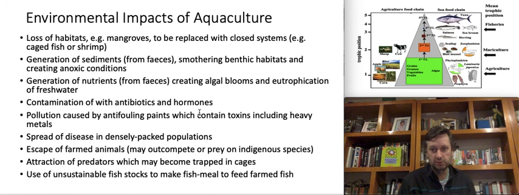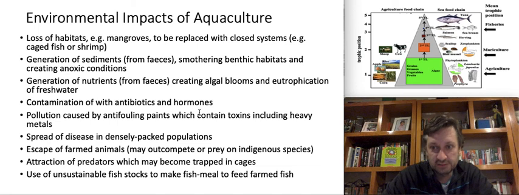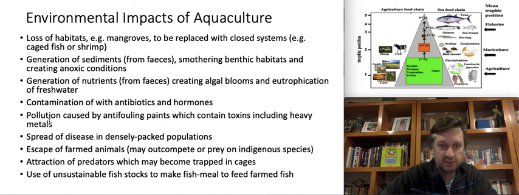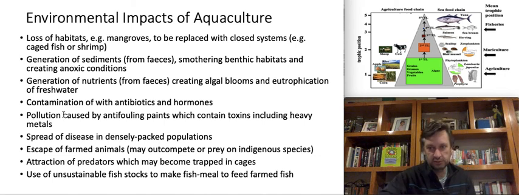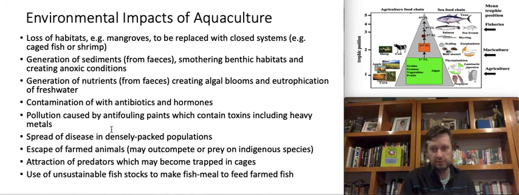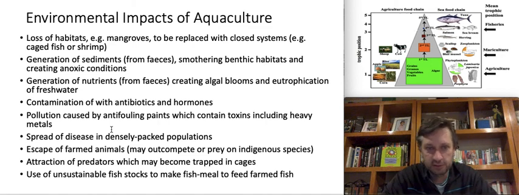Hormones are used to encourage muscle growth in fish, especially to try and get more meat for each fish that you produce. In order to stop fouling, things like barnacles or other pests starting to grow on pens and things, they're very often painted with anti-fouling paints to stop that growth, and they can include heavy metals, which can be very polluting, you know that. Another problem with heavy metals is build up through the food chain due to biomagnification. Spread of disease I've already mentioned.